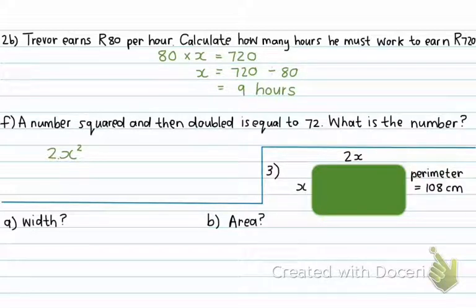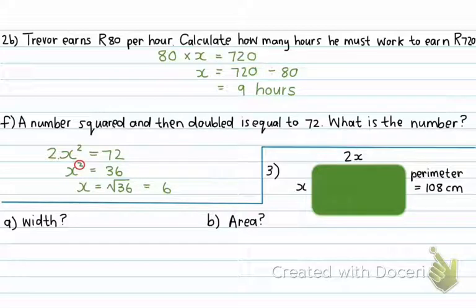is equal to 72. Alright, so now I divide by 2 to get x squared alone, and 72 divided by 2 is 36. And now to get rid of this square, I take the square root on the other side. And the square root of 36 is equal to 6.